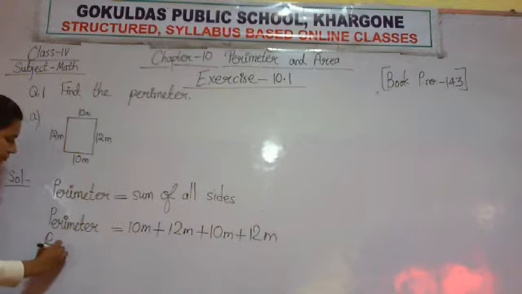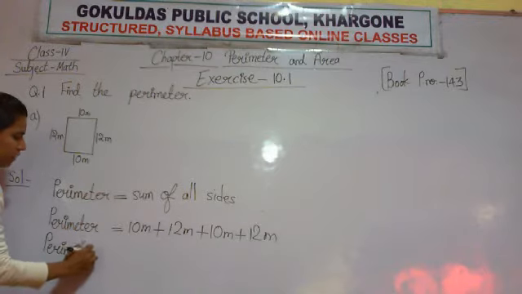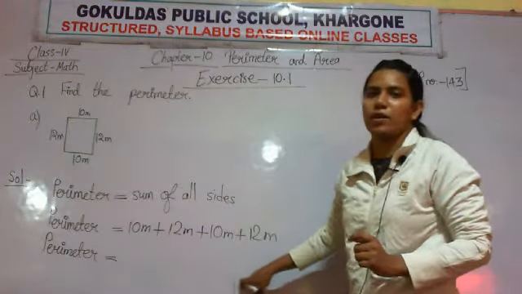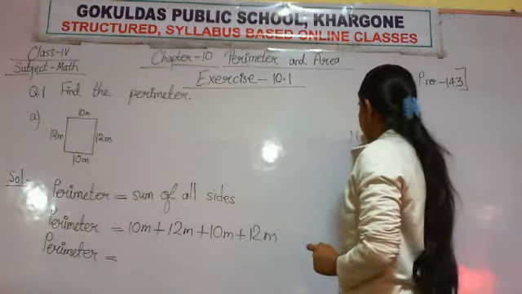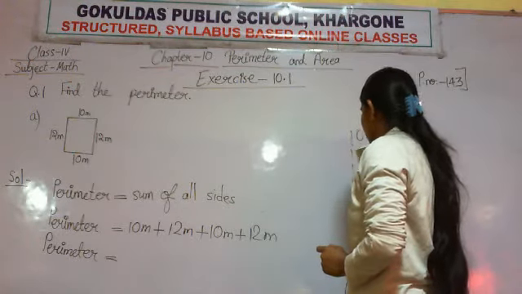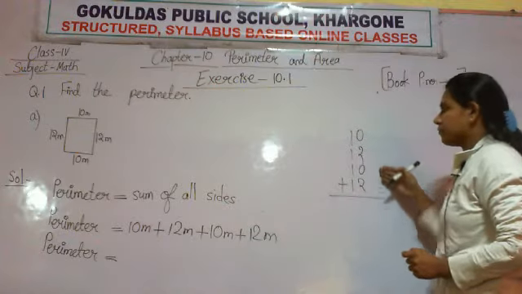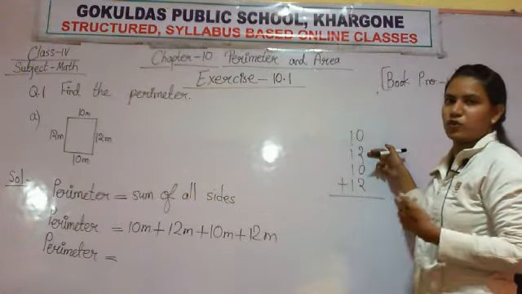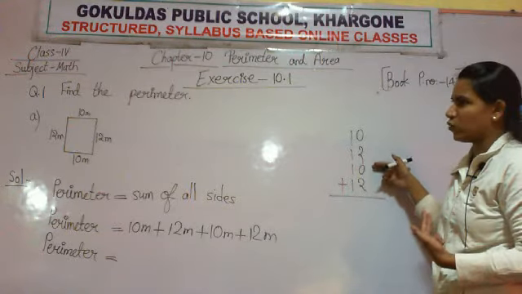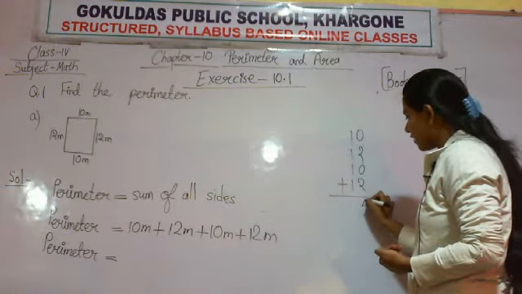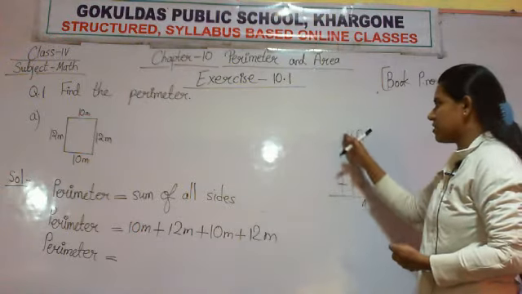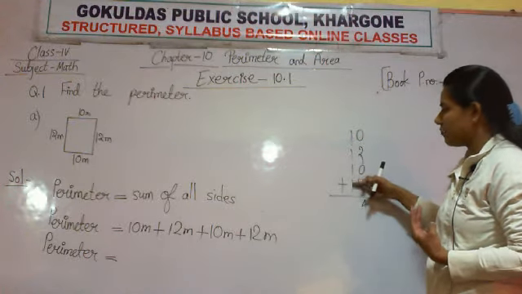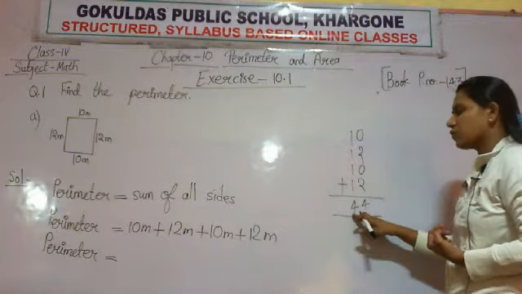Now perimeter is equals to, add all these numbers. Arrange all these 4 numbers in column: 10, 12, 10, 12. Add all the digits in the ones column. 0 plus 2 is 2, 2 plus 0 is again 2 and 2 plus 2 is 4. So write 4 here. Now add the digits in the tens column. 1 plus 1 is 2, 2 plus 1 is 3, 3 plus 1 is 4. So our result is 44.